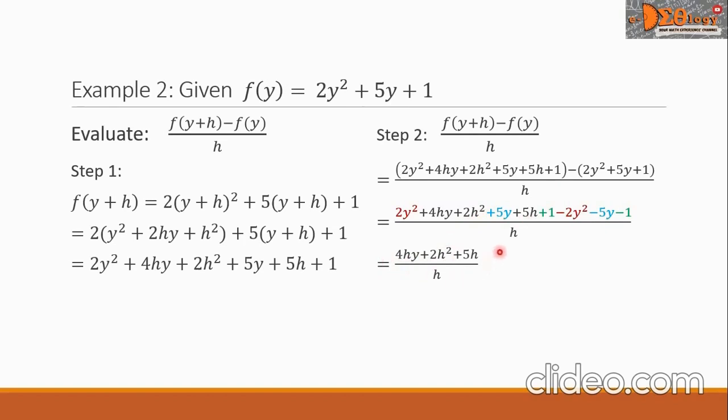In the numerator, there is a common factor which is h that we can factor out. So h is factored out, multiplied by the trinomial 4y plus 2h plus 5. And we can see that there is an h in the numerator with a counterpart h in the denominator, and we can cancel those h. So we have now the final answer, 4y plus 2h plus 5. This is our final answer.